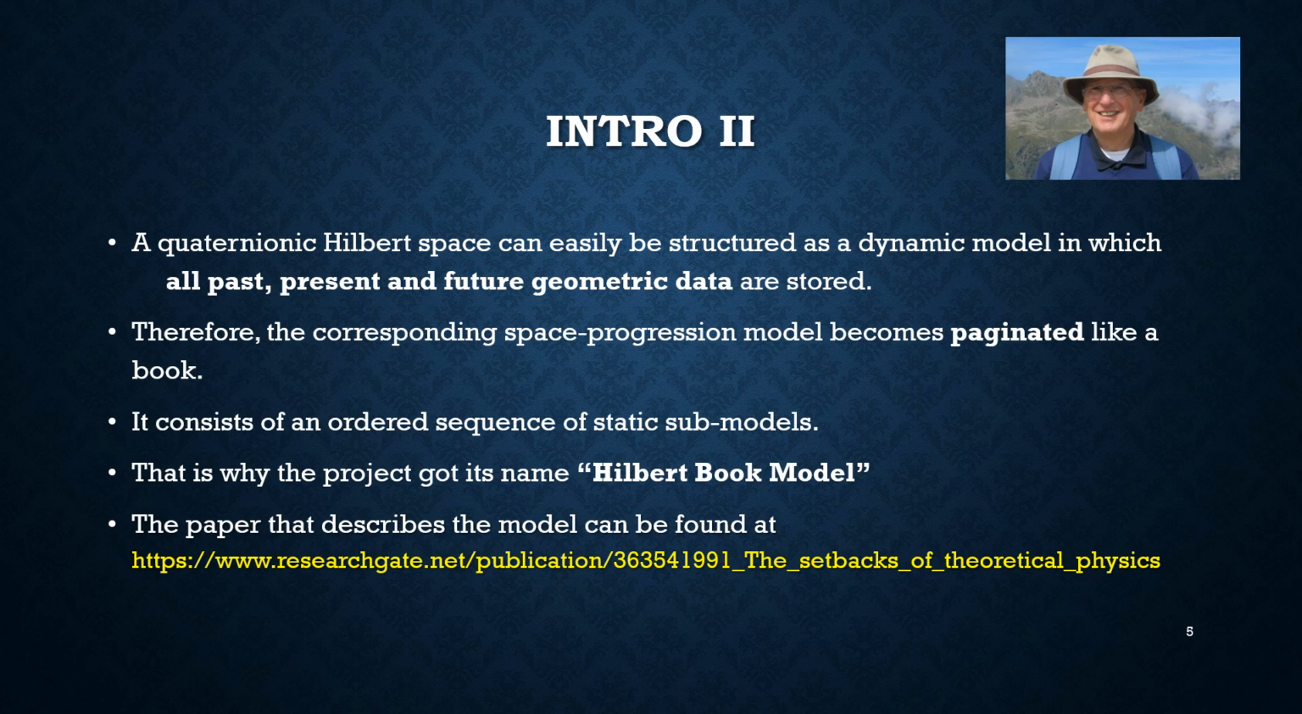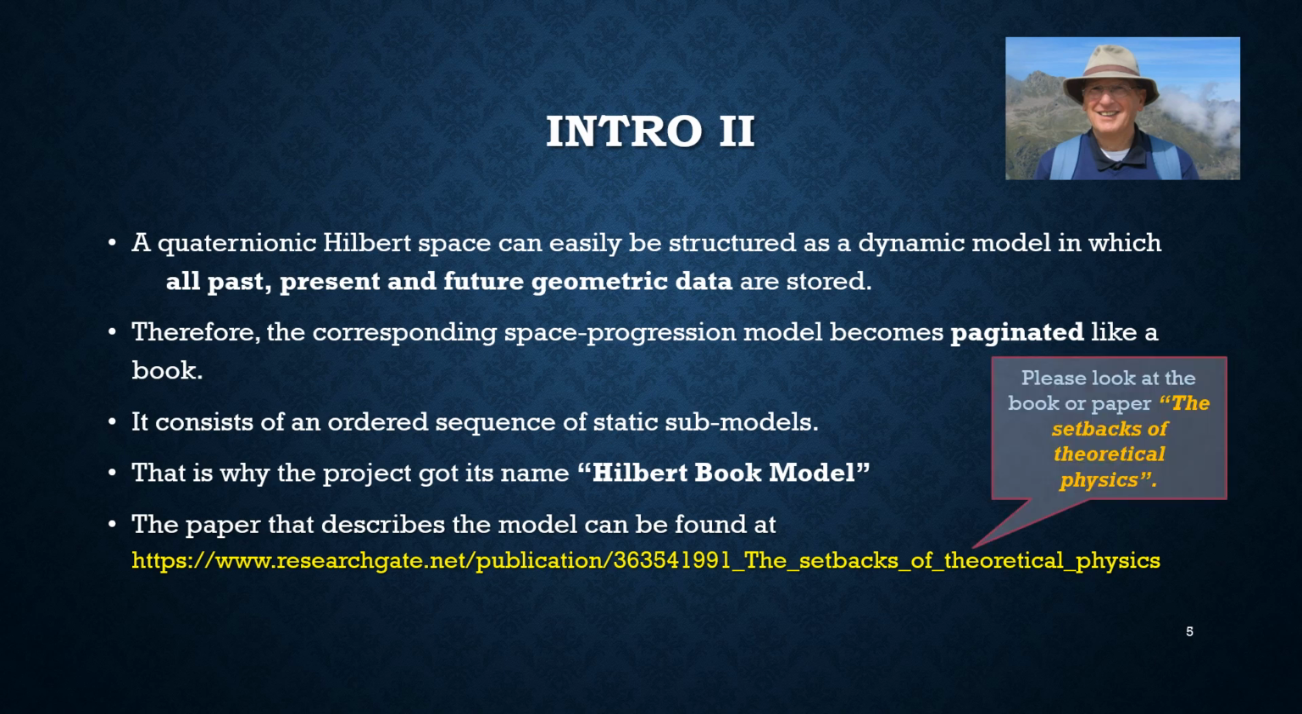A quaternionic Hilbert space can easily be structured as a dynamic model in which all past, present, and future geometric data are stored. Therefore, the corresponding space progression model becomes paginated like a book. It consists of an ordered sequence of static submodels. That is why the project got its name Hilbert Book Model. Please look at the book or paper, The Setbacks of Theoretical Physics.